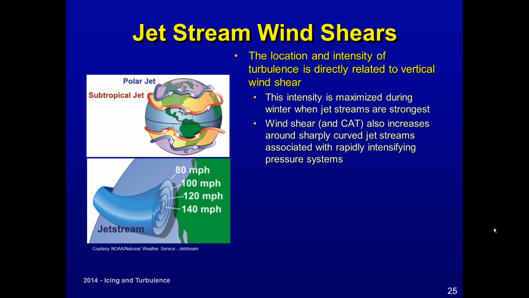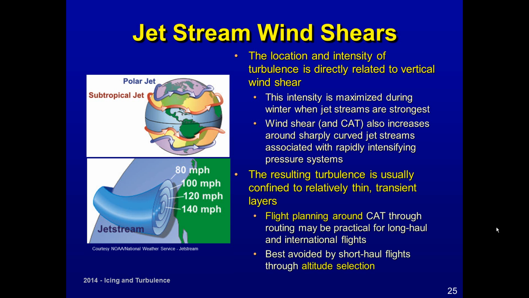In a jet stream, the location and intensity of turbulence is directly related to vertical wind shear. This intensity is maximized during winter when jet streams are strongest. Wind shear and clear air turbulence also increase around sharply curved jet streams associated with rapidly intensifying pressure systems. The resulting turbulence is usually confined to relatively thin transient layers. Flight planning around CAT through routing may be practical for long-haul and international flights, but it's best avoided by short-haul flights through altitude selection.